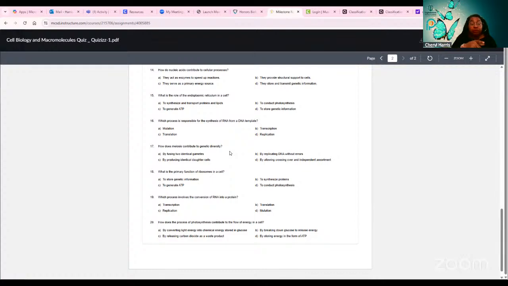So the answer to that one is D, by allowing crossing over and independent assortment. That means that the offspring don't look exactly like mom and dad, but they have some of their characteristics. And if you remember on the chromosomes, when the chromosomes line up, little sections of the chromosomes can swap places, and that's what we call crossing over.